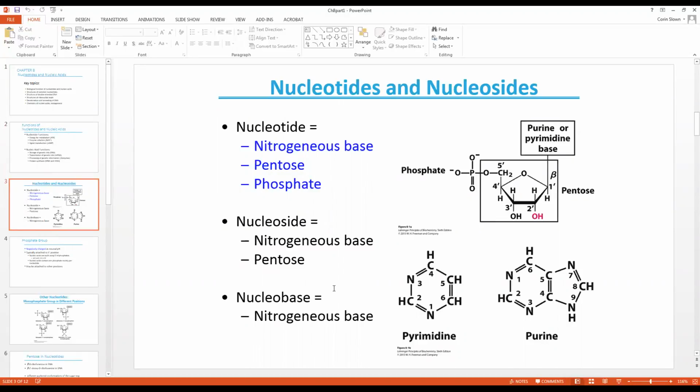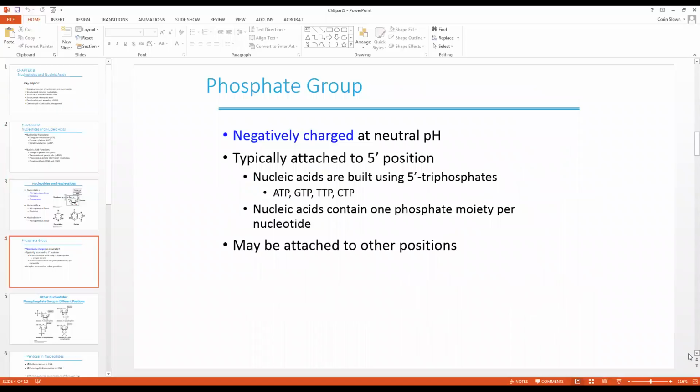A nucleoside is different than a nucleotide. A nucleoside only has a nitrogenous base and a pentose. The nucleobase is just the nitrogenous base. So either the pyrimidine, which is the single ring shown here, or the purine, which is the two ring.